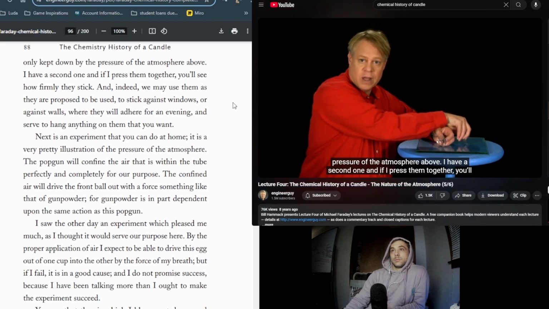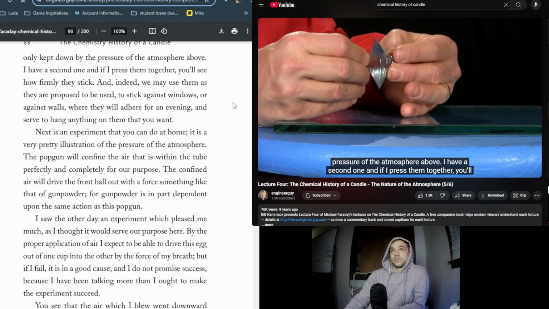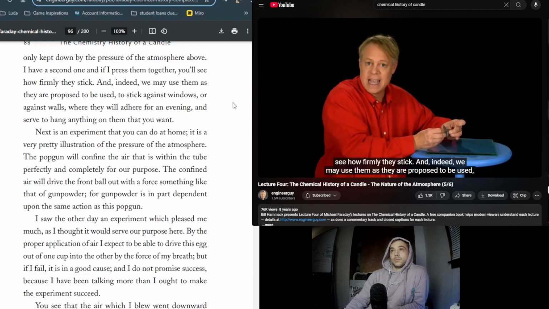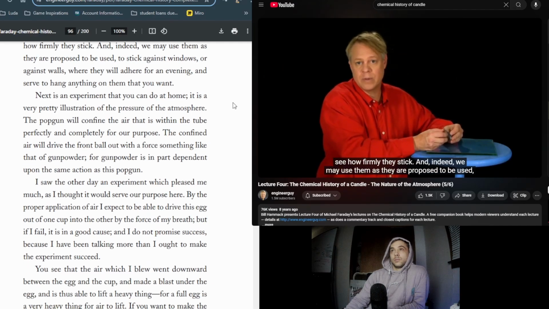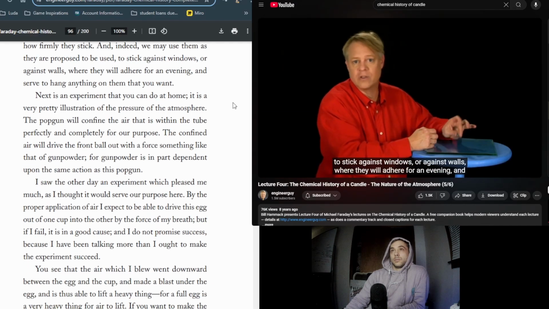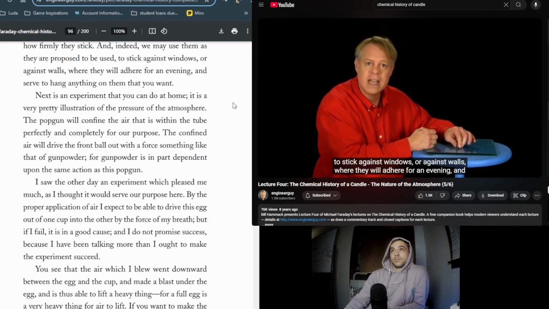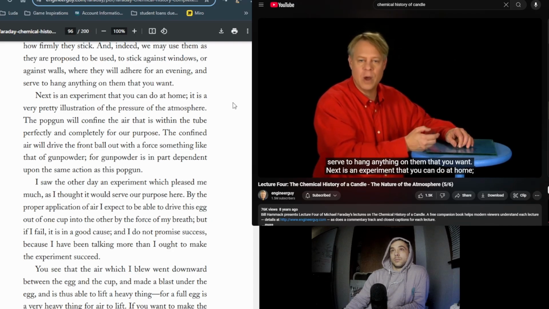I have a second one, and if I press them together, you'll see how firmly they stick. And indeed, we may use them as they are proposed to be used, to stick against windows or against walls, where they will adhere for an evening and serve to hang anything on them that you want.